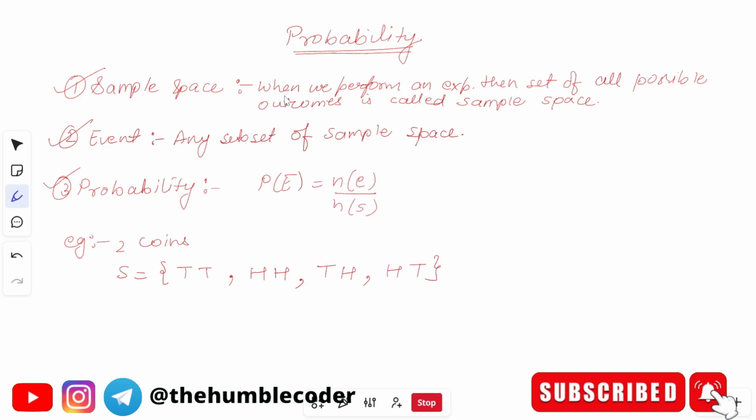Let's again read this statement. It says when we perform an experiment, the experiment that we are performing over here is flipping of two coins simultaneously, like together. Then set of all the possible outcomes is called as sample space, right? That is what we have found out. Let's understand with one more example.